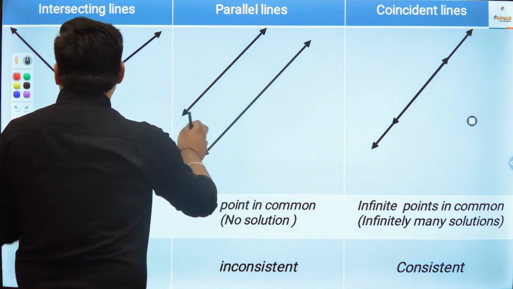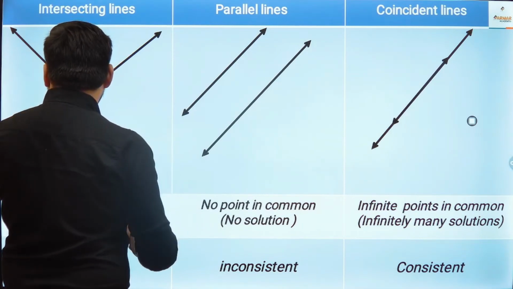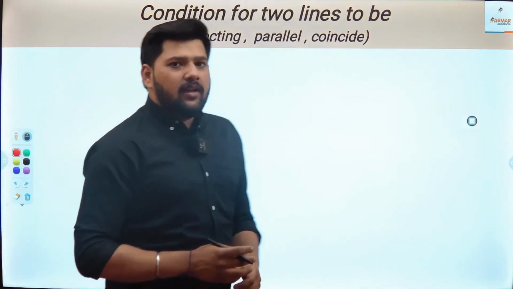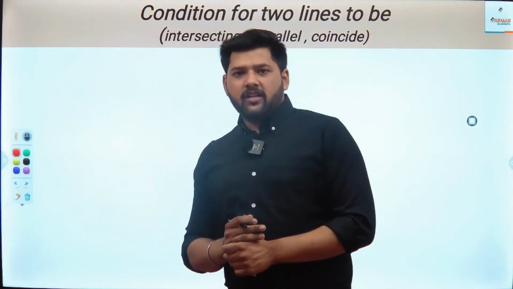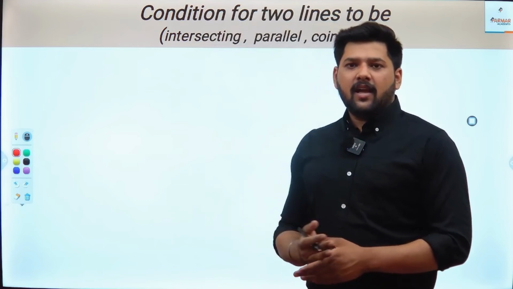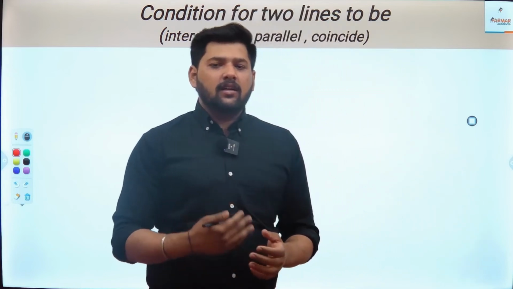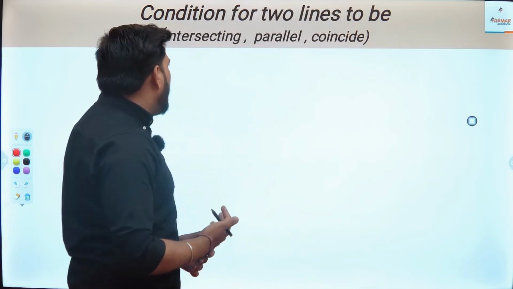Now there are some conditions where we can check whether the pair of linear equations in 2 variables represents parallel lines, intersecting lines or coincident lines without actually finding the solution. We will easily check. So what are the conditions?